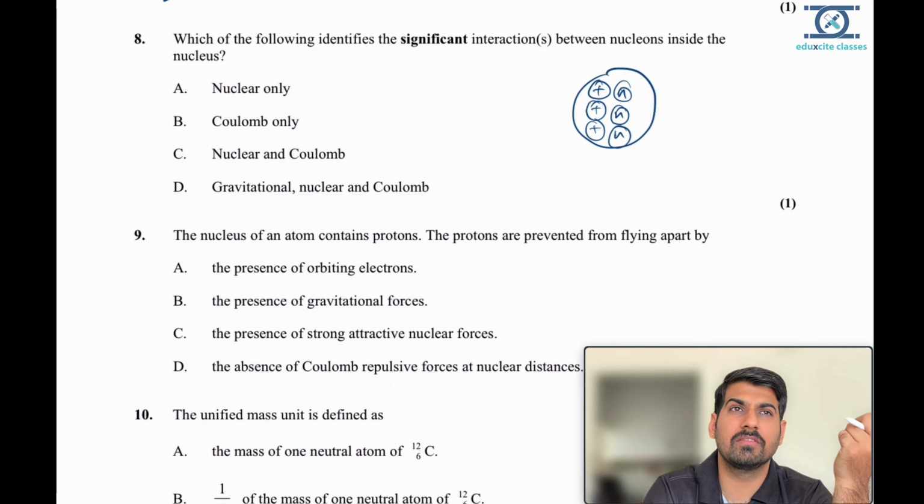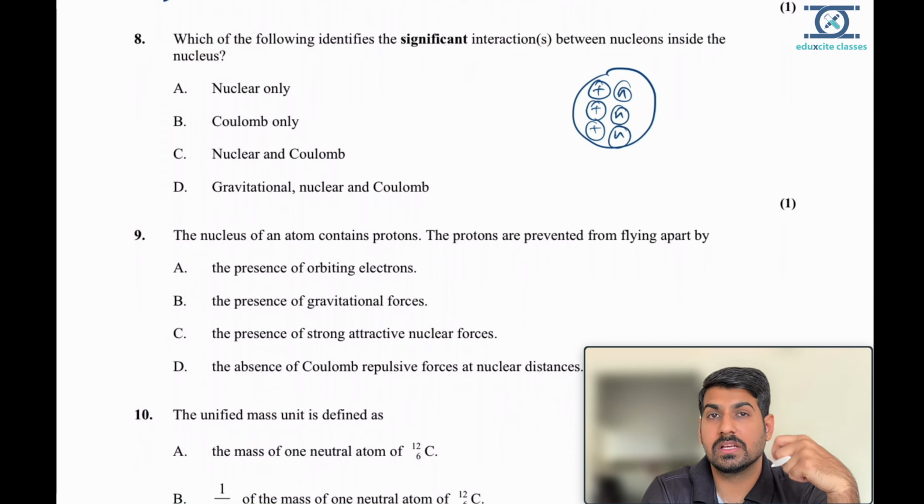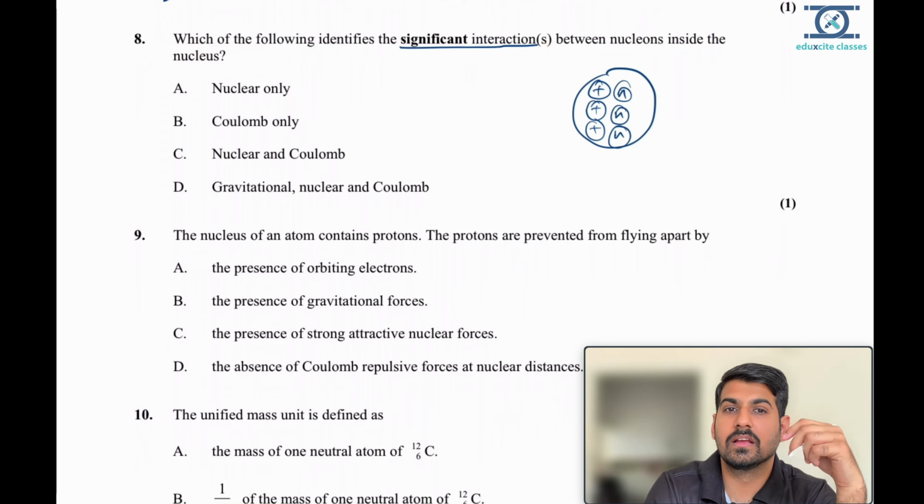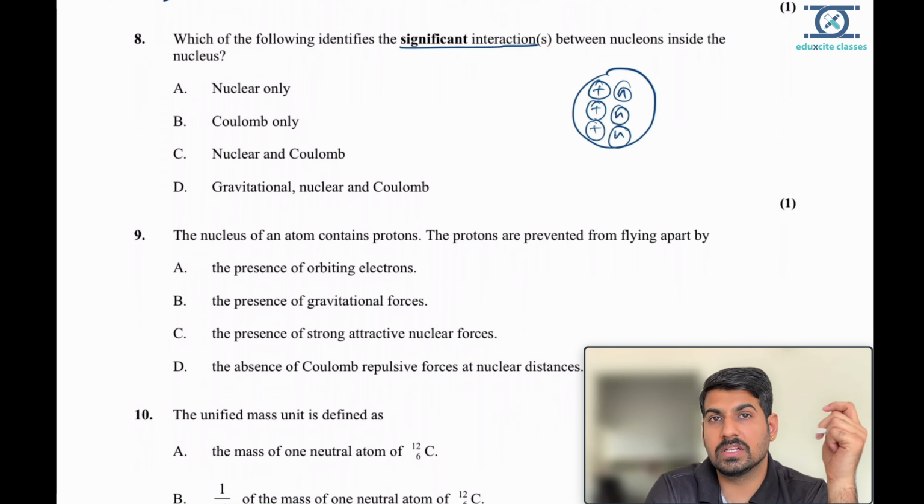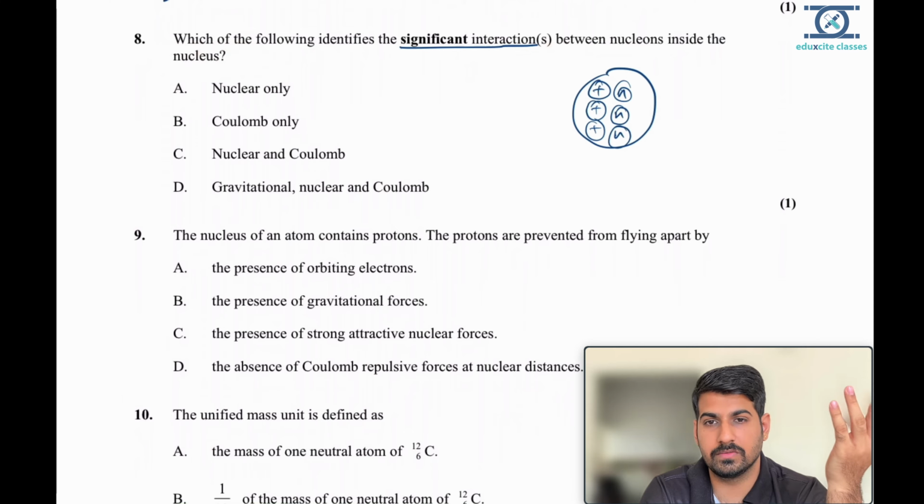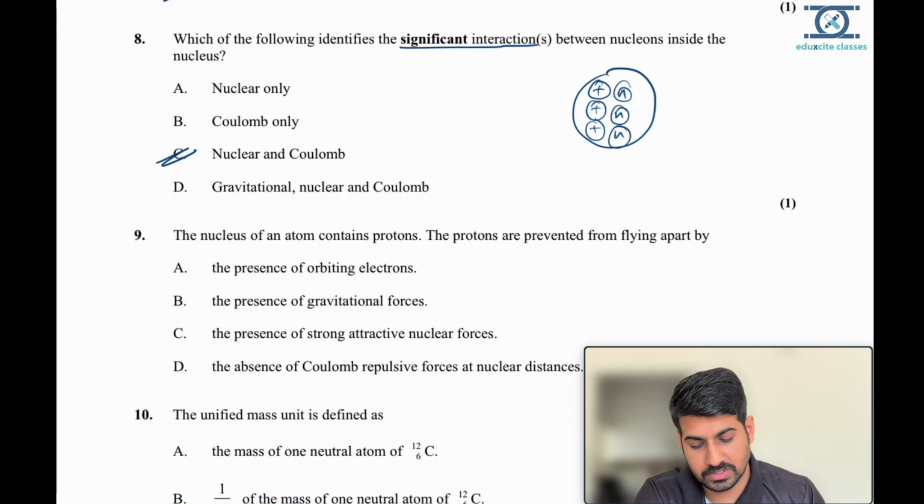Gravitational force here will be very, very small because the masses are very small. It is 10 raised to power minus 27 kg, somewhat in that range. So gravitational force is not significant here, although it is there. It is asking you the significant interactions. So there will be only two forces acting between the nucleons inside the nucleus. One is the Coulomb electrostatic force of attraction or repulsion, and the other is the nuclear force, which does not depend upon the nature of charge, whether proton or neutron. So option C for question number 8.